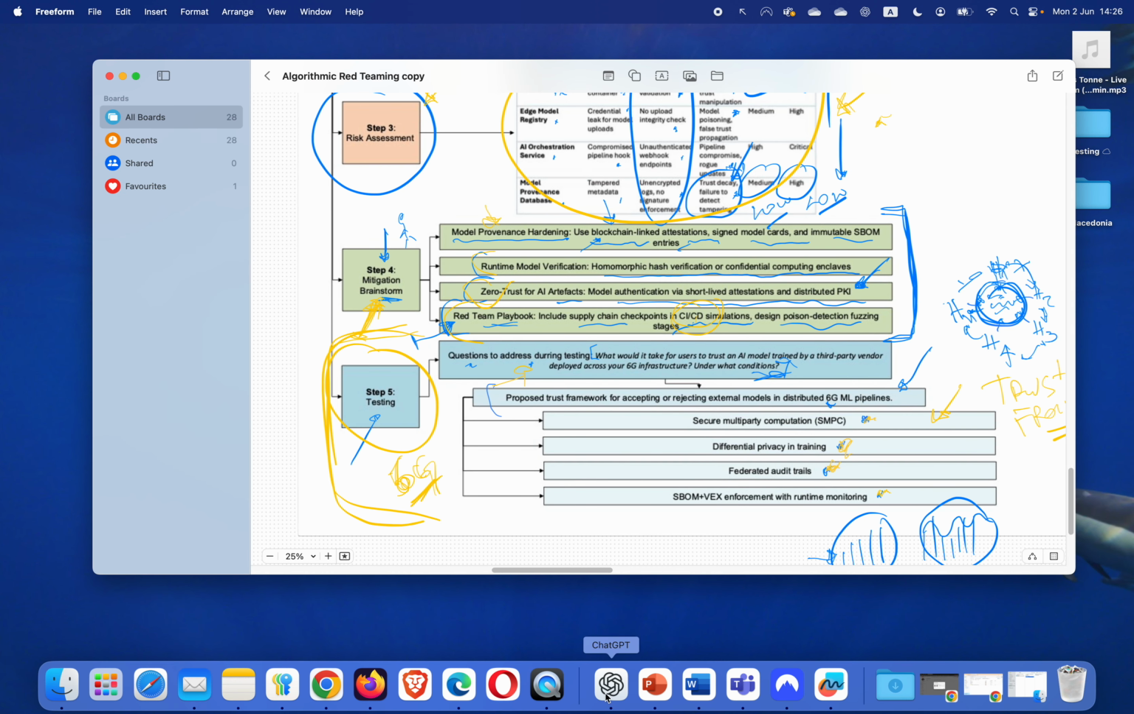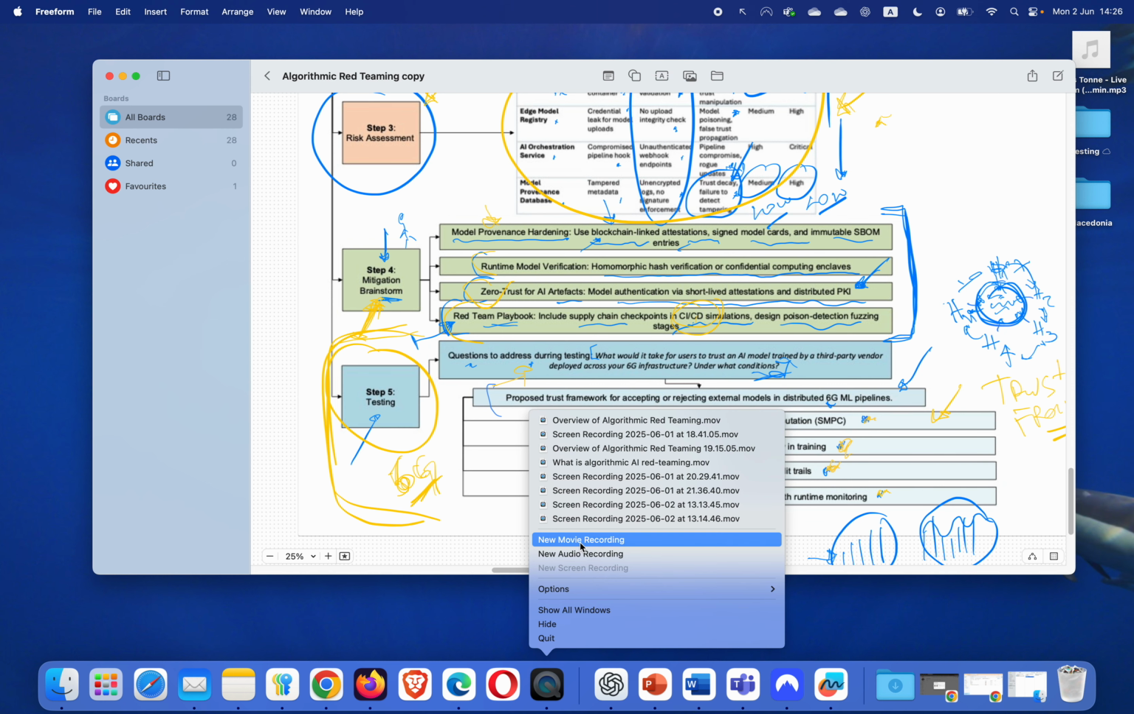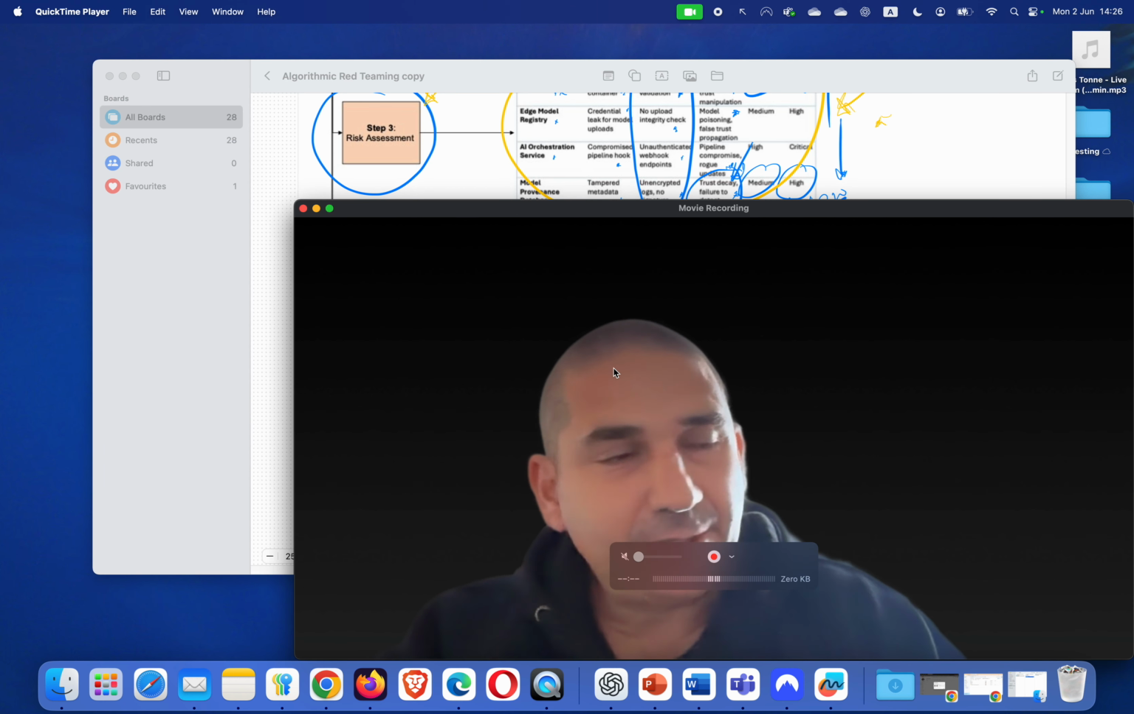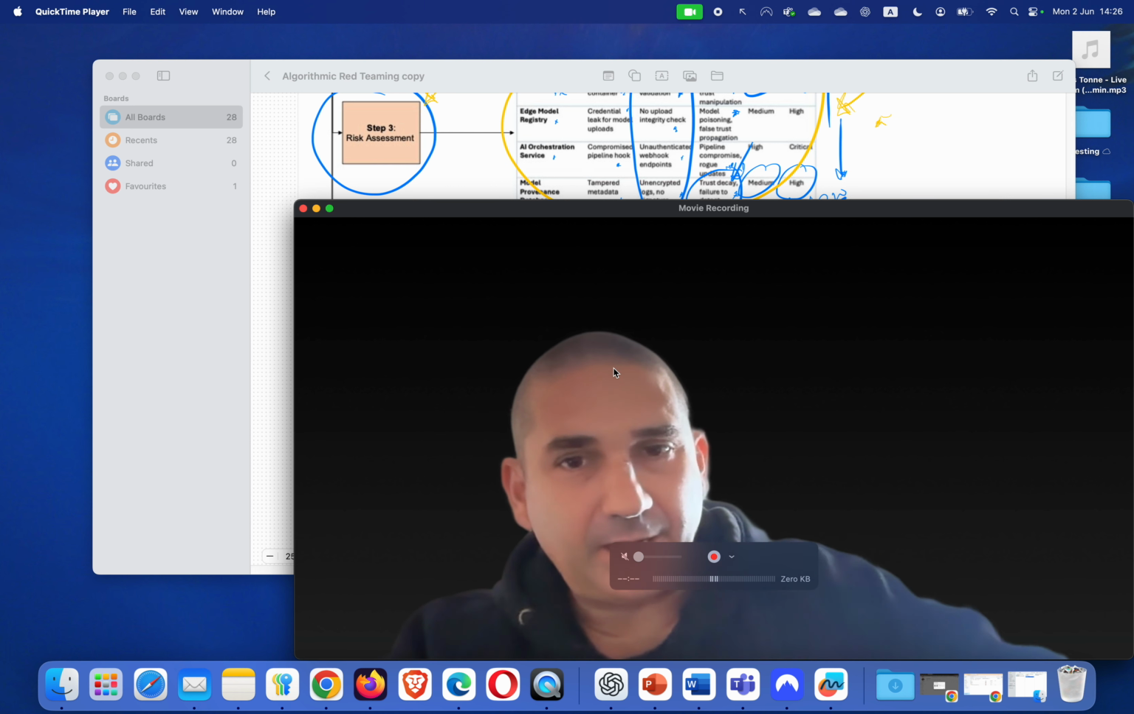Let me connect the video if I can connect it quickly. Movie recording. Yeah, so that's the whole scenario that I have prepared for this.